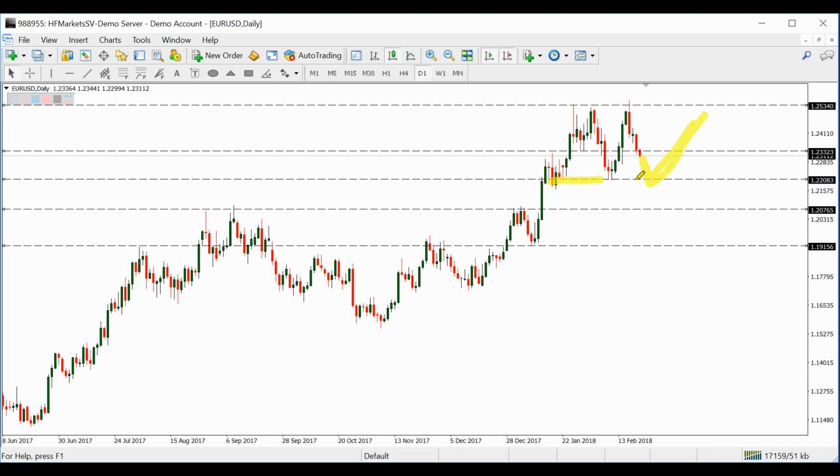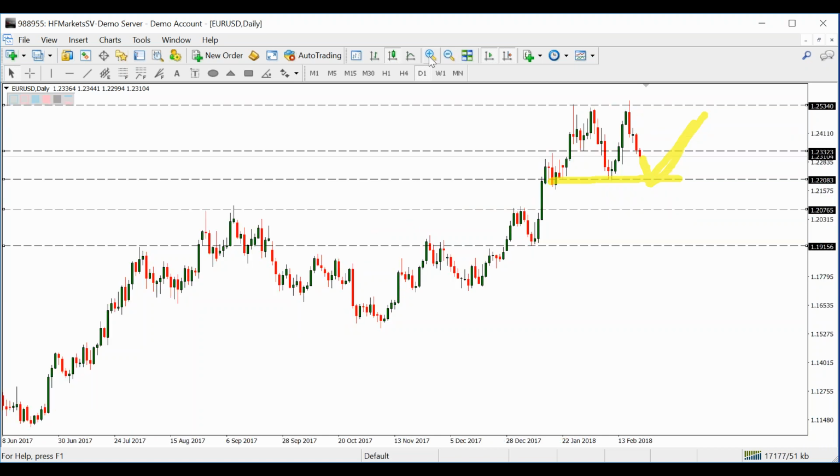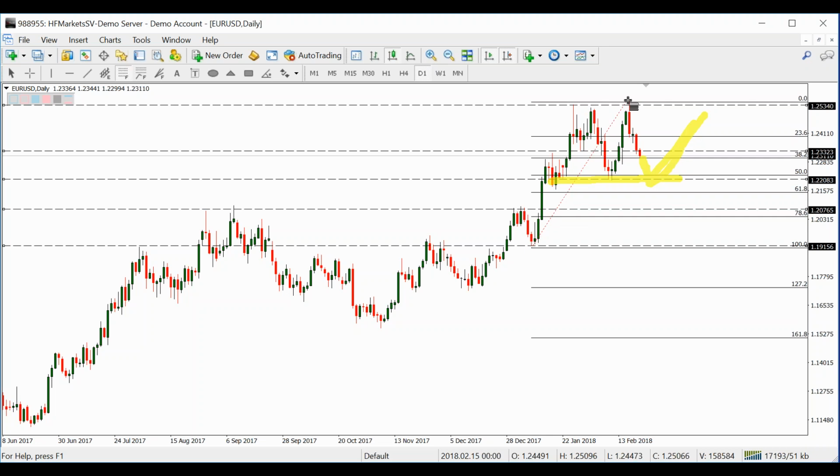But how do we know this area is very strong? We can use Fibonacci to find confluence. Confluence means to support our analysis. Remember one thing: Fibonacci levels are also known as support and resistance levels. Why? Because of psychology, all the traders are looking for them.